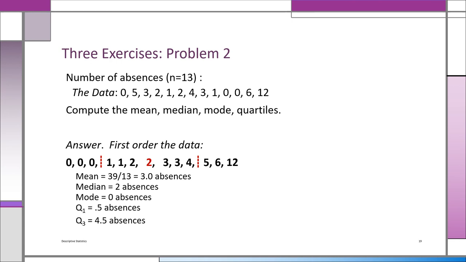Q1, take all the numbers below that red 2. The 6 numbers, get the median of that, and it's 0.5, the average of 0 and 1. Take the 6 numbers above. It's the average of 4 and 5. You see the broken red line, 4.5, and these are approximate Q1 and Q3.